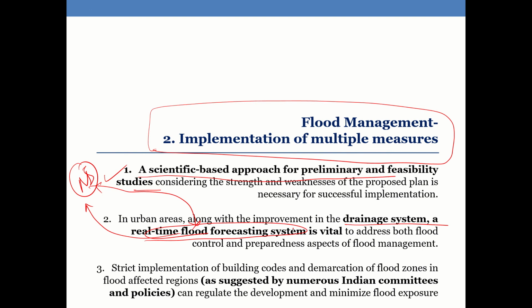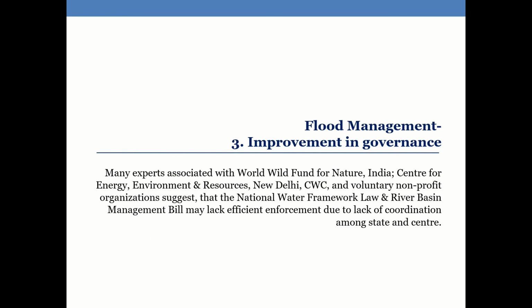These are some of the non-structural measures, like I said, on which a lot of studies have been done currently. Strict implementation of building codes, demarcation of flood zones. And probably here we can also come into the picture, where if you are given a site and you know very well that it is flood-prone, then the recommendations of building codes should be strictly followed, not compromising on these things.